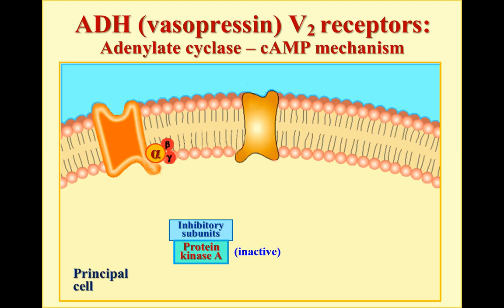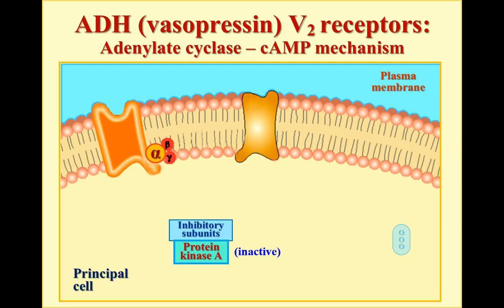This is a principal cell portion. Principal cells are present in the late distal tubules and collecting ducts. Plasma membranes of these cells are entirely impermeable for water in the absence of vasopressin. No ADH, no water permeability.